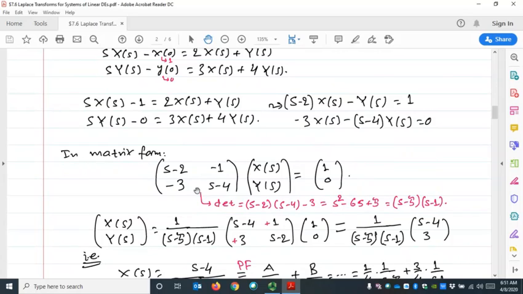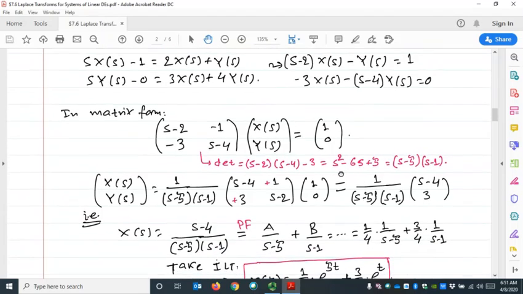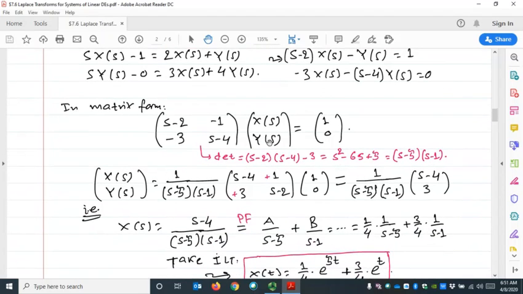We collect the coefficient matrix, and then the capital X, capital Y, another matrix, and this is the constant on the right side, which is another matrix, 1, 0. And then next, we need to solve for capital X and capital Y. First find the inverse of this coefficient matrix. So for that, first compute the determinant.